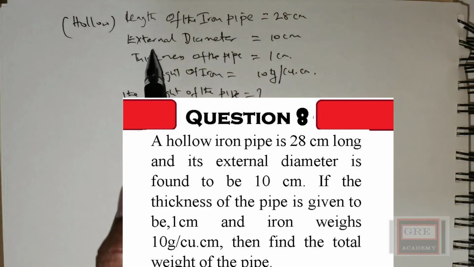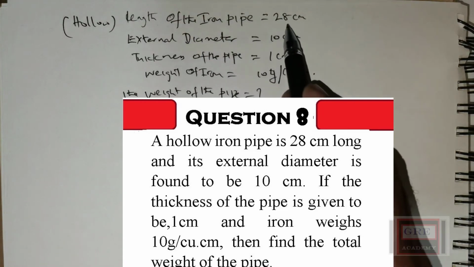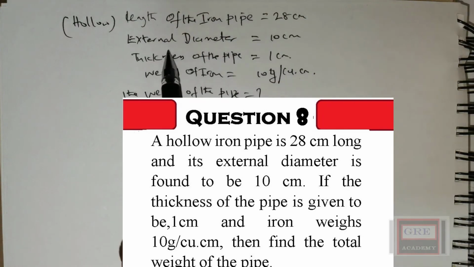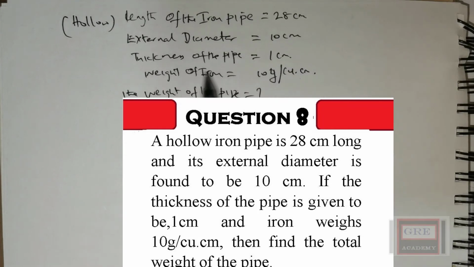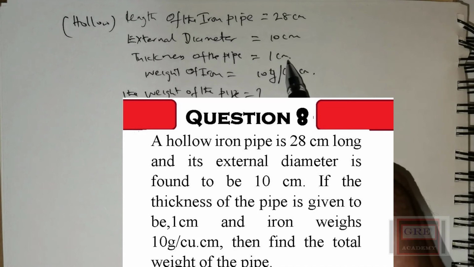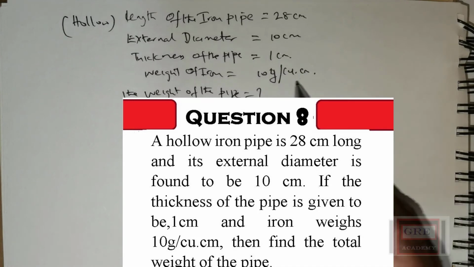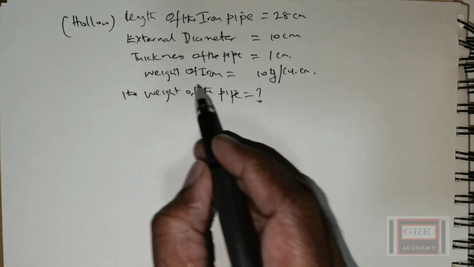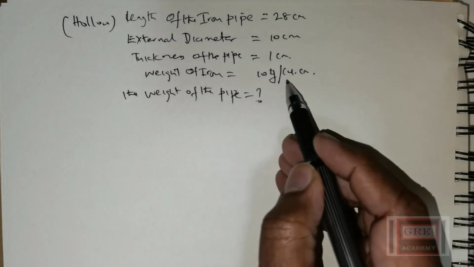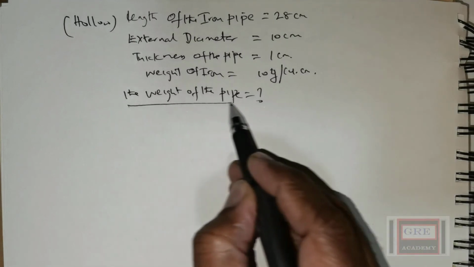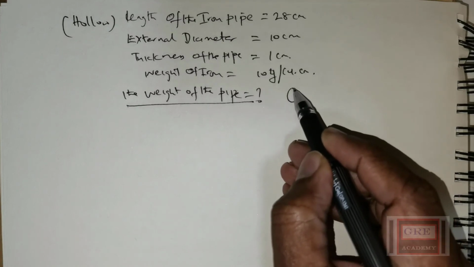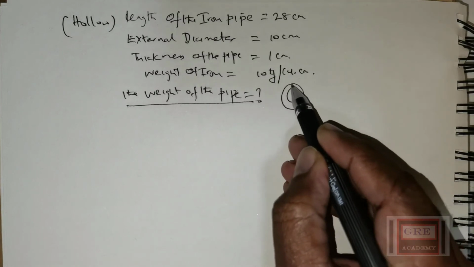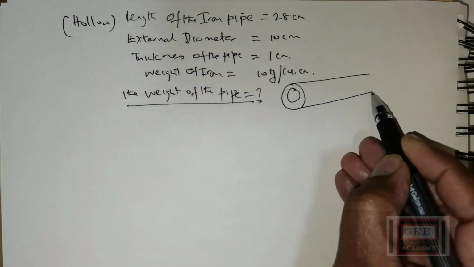Students, we are given this question. The length of the iron pipe is 28 centimeters. The external diameter is 10 centimeters. The thickness of the pipe is 1 centimeter. The weight of the iron is given to be 10 gram per cubic centimeter. We are expected to find the total weight of the pipe. So we are given a hollow pipe. The pipe is something of this fashion.